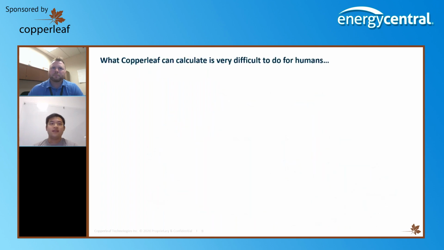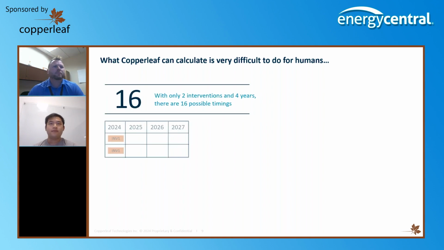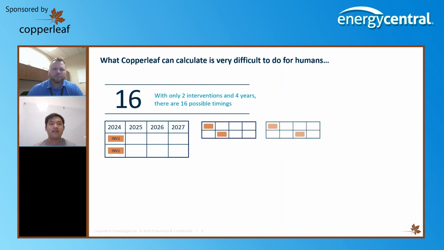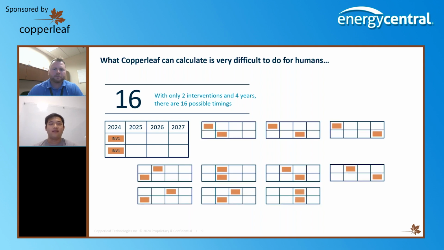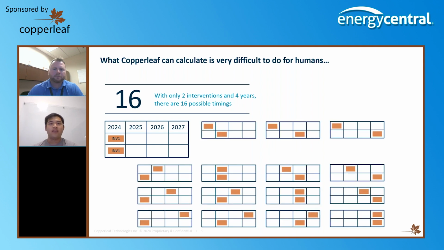So what Copperleaf does is we do this calculation for you, taking in all the inputs that you're providing for your asset population. With just two interventions, so the first two assets that we're seeing there, and 4 years, we have 16 possible timings to compare against and determine which one of these will give you the best value, the most return for your spend.